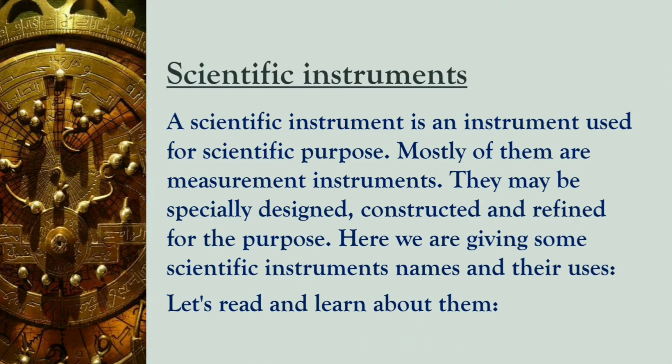Scientific Instruments. A scientific instrument is an instrument used for scientific purpose. Mostly of them are measurement instruments. They may be specially designed, constructed, and refined for the purpose. Here we are giving some scientific instruments, names and their uses. Let's read and learn about them.